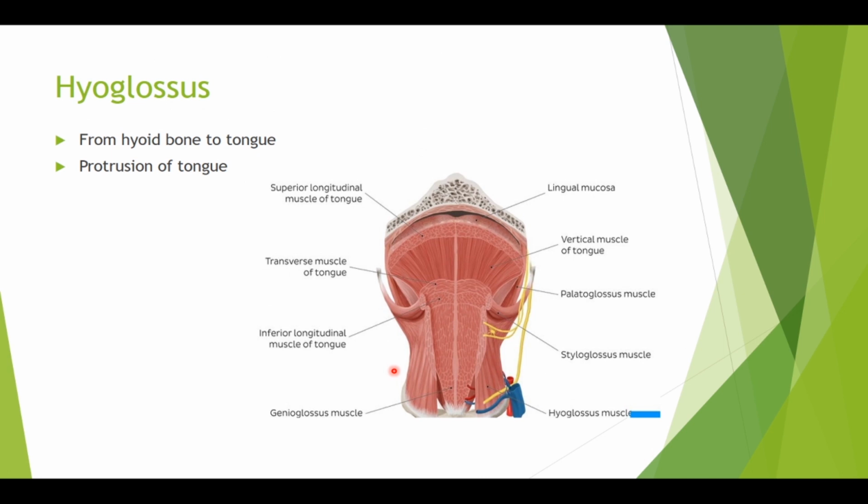Now hyoglossus is a thin and quadrilateral muscle. See, this is hyoglossus, this one. It arises from the hyoid bone and goes to the substance of the tongue. It helps in protrusion of the tongue.